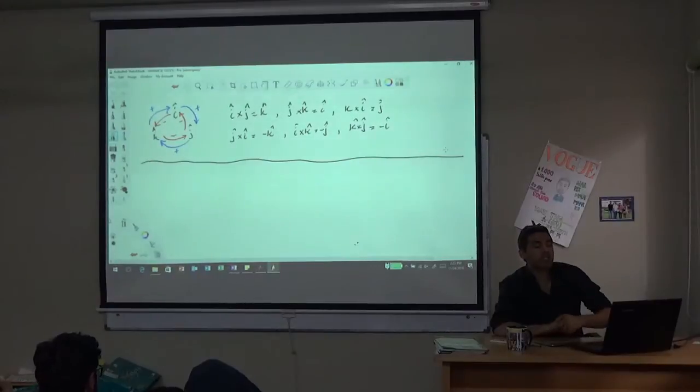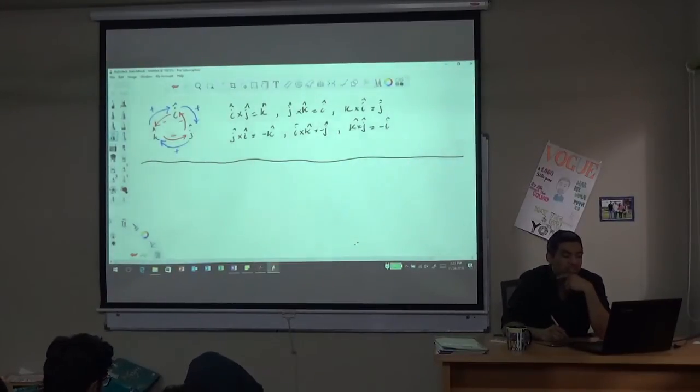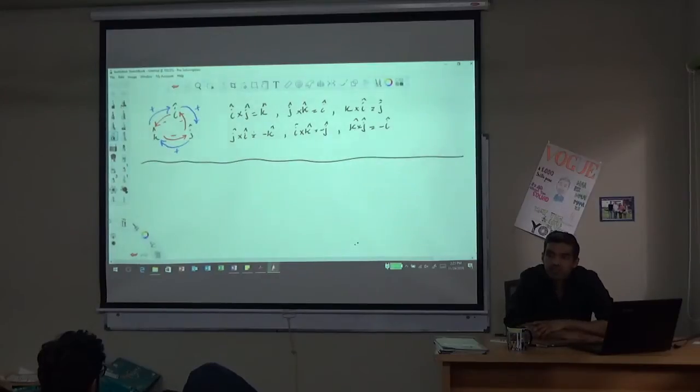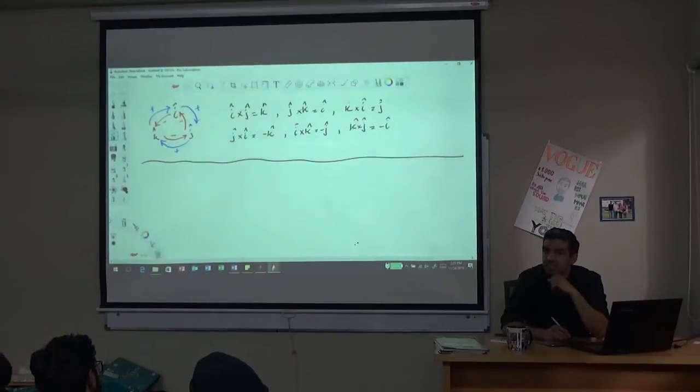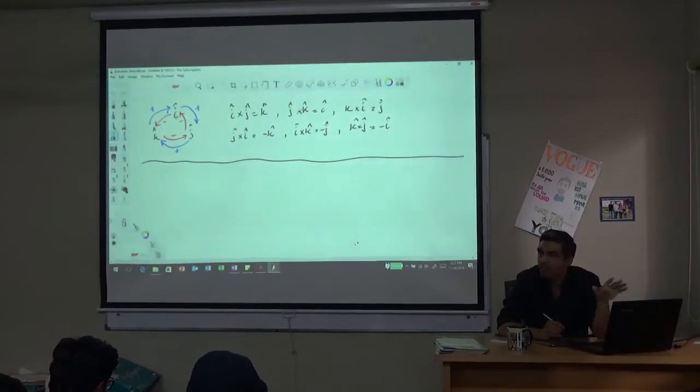We also had a brief discussion on how i cross j becomes k and j cross k becomes i. Because if I take the cross product of i and j, the only vector which is perpendicular to both i and j is the k vector. So i cross j gives you k. If you remember this format, you will not go wrong. i cross j gives you k, j cross k gives you i, k cross i gives you j. And if you go in the reverse sense, then the resulting vector is going to be negative. j cross i will give you minus k, i cross k will give you minus j, and k cross j will give you minus i. So if you remember this, you can't go wrong.